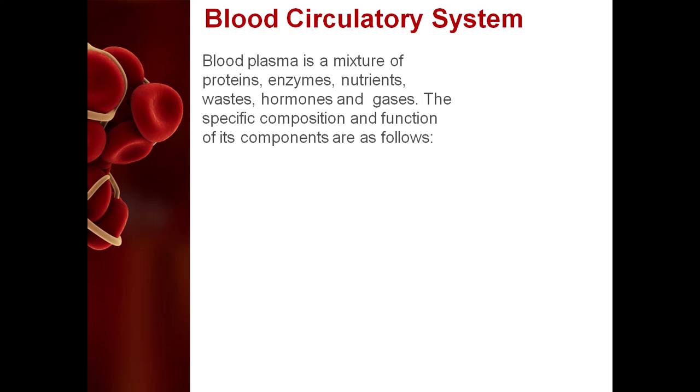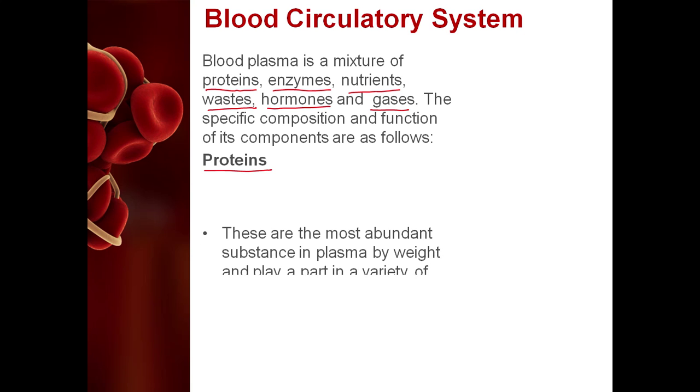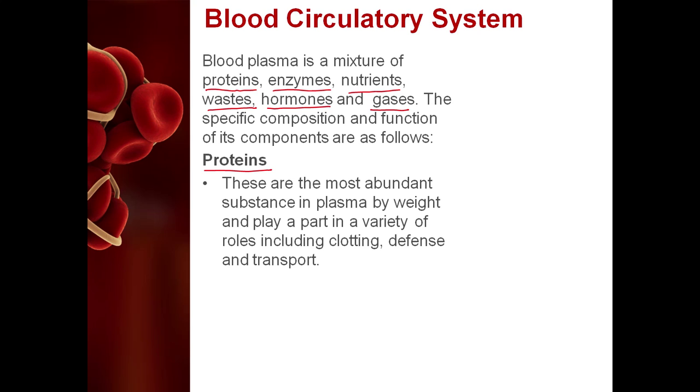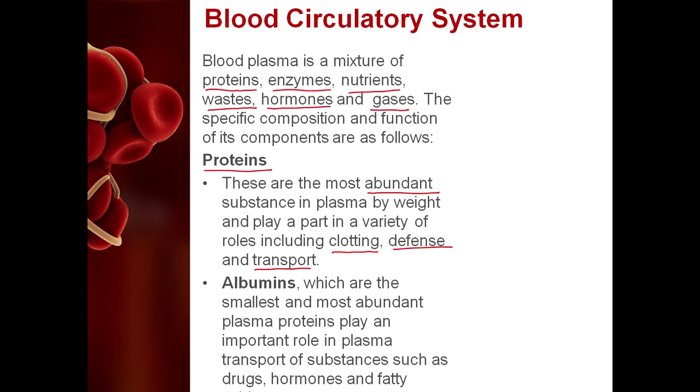Now, the plasma: it is a mixture of proteins, enzymes, nutrients, wastes, hormones, and gases. Let's talk about the composition and function of its components, starting with the proteins. They are present in abundance. These are the most abundant substance in plasma by weight and play a part in a variety of roles, including clotting, defense, and transport.